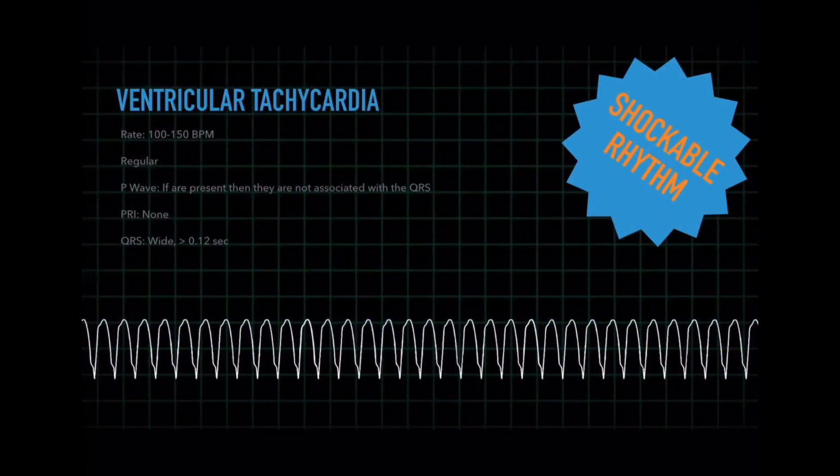This rhythm is one of two shockable rhythms where the quick use of an AED or cardiac monitor with defibrillator can quickly correct this rhythm. This rhythm can produce a pulse, but it isn't very efficient at moving blood, so these patients will commonly have hypotension and show signs of cardiogenic shock.